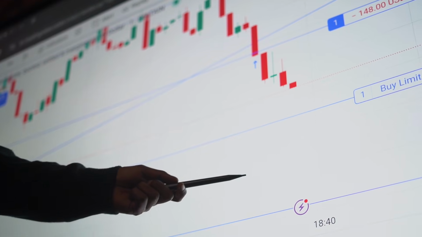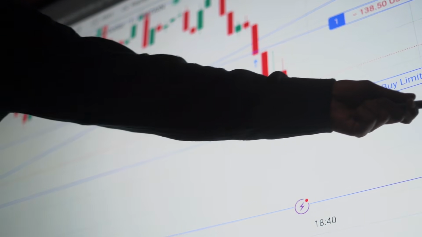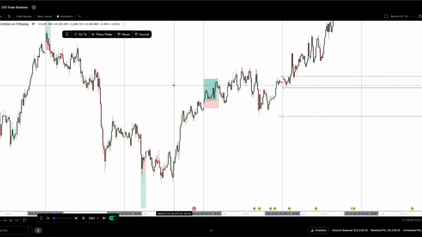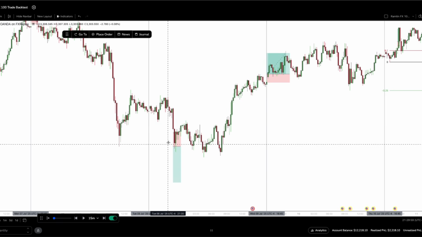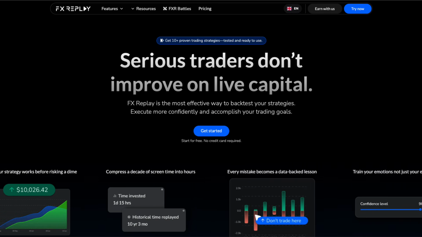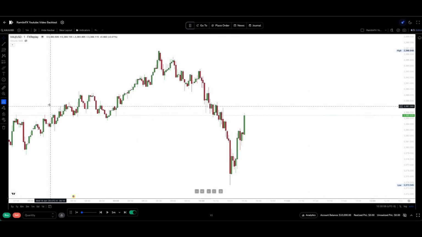But today, I'm giving a breakdown of the strategy, how to set up the Fibonacci, and we're going to go over a few trades from our 100 trade backtest to give you an idea of how the trading strategy actually works. First, let's head over to FX Replay and pull up the gold chart, and we're going to head over to the daily time frame.